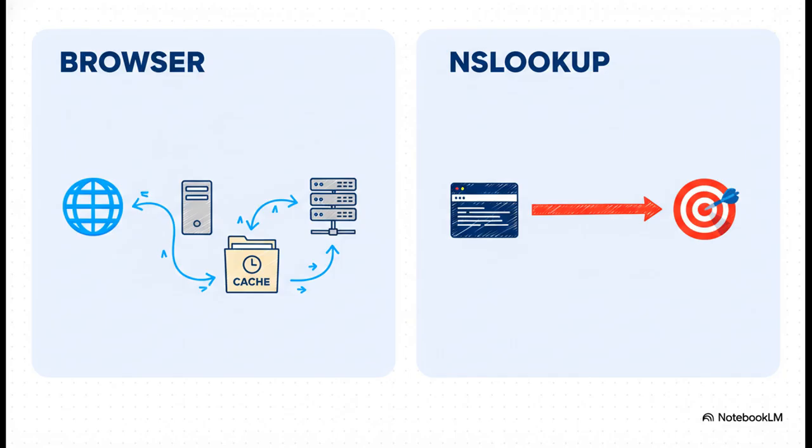Your web browser, it's polite. It asks your operating system, hey, where does this website live? But your OS might just give it an old saved answer, what we call a cached copy. NSLOOKUP, on the other hand, it's a direct line. It lets you completely bypass all those local saved copies and go ask a specific DNS server directly for the absolute latest information. And that is why it's such a killer diagnostic tool.